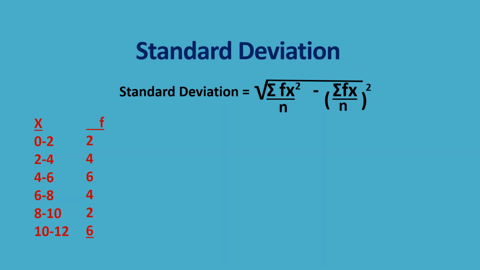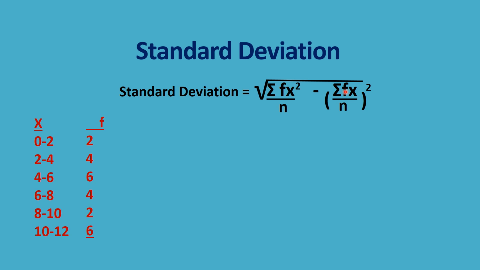Now in the case of discrete series or the continuous series, the formula includes the f values also. The frequency is also included in the formula. So square root of sigma fx square by n minus sigma fx by n whole square. This f gets included in the formula in the case of discrete as well as the continuous series.